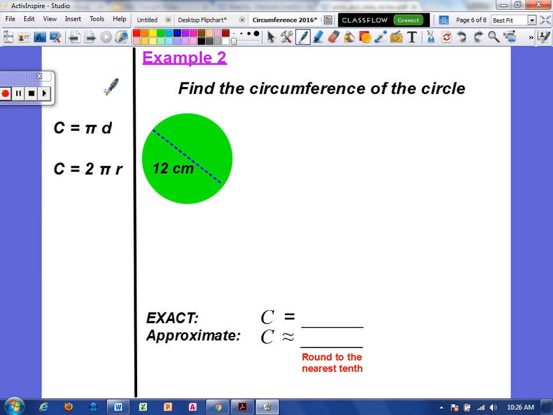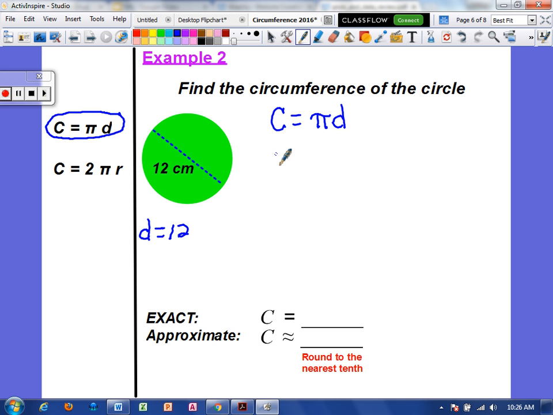Alright, example 2, find the circumference of the circle. Alright, so we see a line that goes through the center of the circle and touches both edges. So this is a diameter. So the diameter equals 12. So we are going to use this formula right here. Circumference equals pi times the diameter.